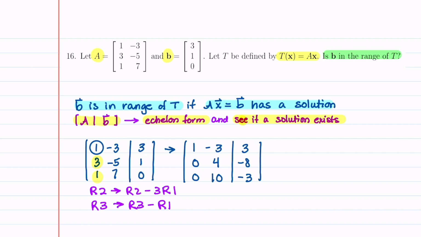Now we're going to circle our next pivot. Notice that this would be a lot easier if this pivot were equal to 1. So we're going to do a scaling and take row 2 and replace it with row 2 divided by 4. And that'll make things a lot easier. Our first row stays the same. Then our second row, we're going to divide each term by 4. So we have 0, 1, minus 2. And then our third row stays the same.